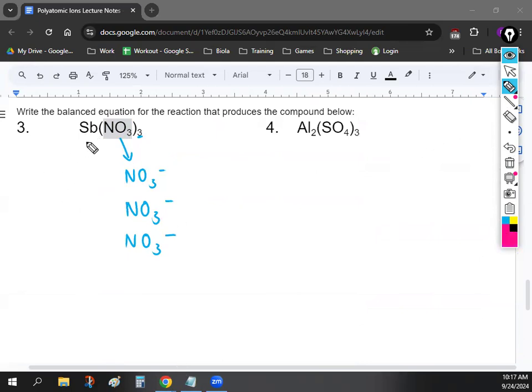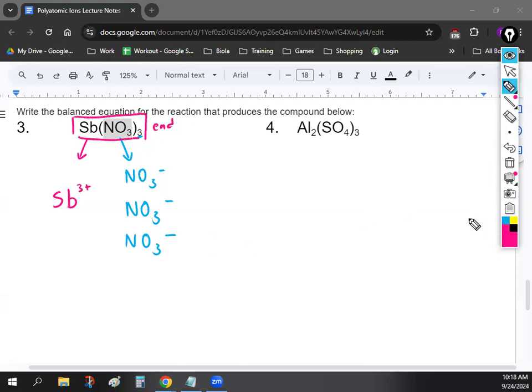Now, if you take a look at this molecule, there is 1 Sb, right? So this Sb has to balance out all 3 of these nitrates right here. Which means since this is -1, -2, -3, Sb has to be +3. And then from there, we're ready to write the equation. Like I said, the molecule I'm giving you here is what we end up with at the end.